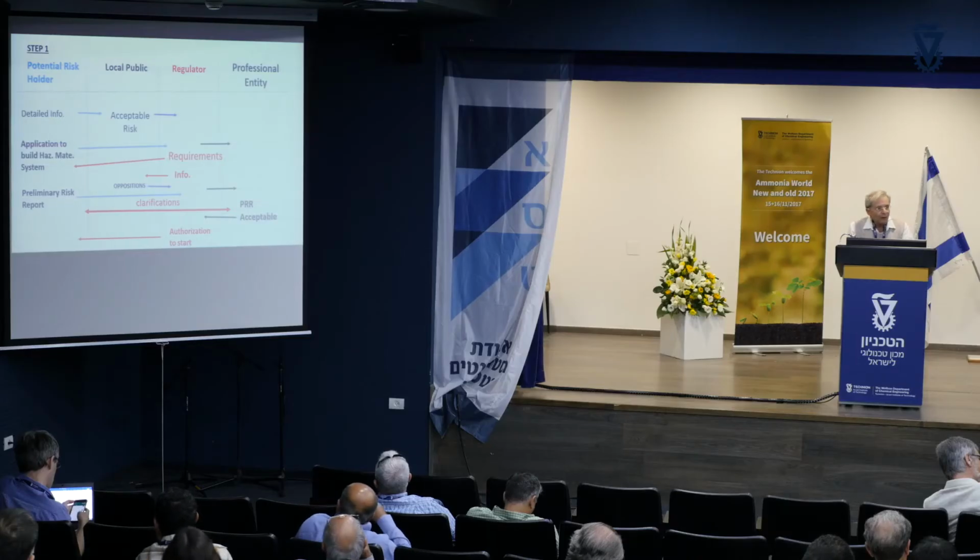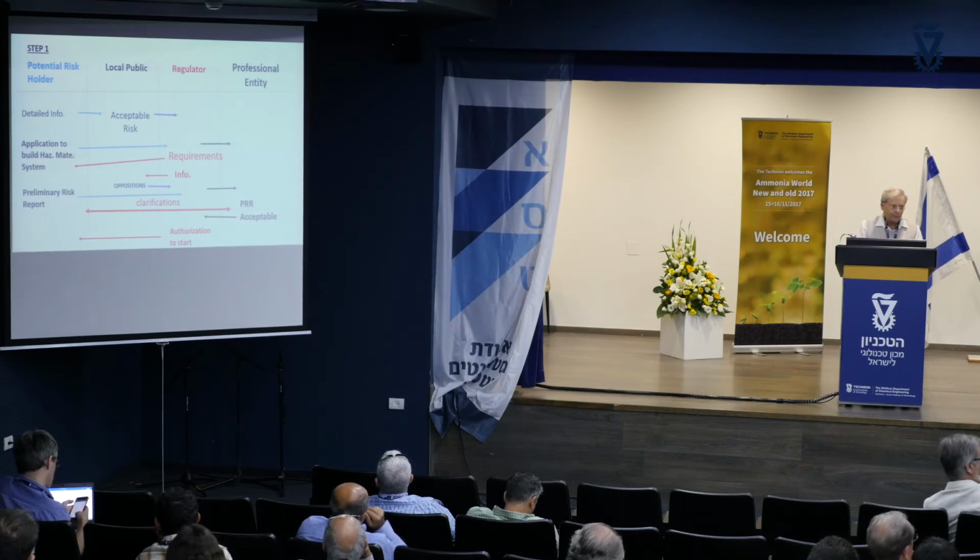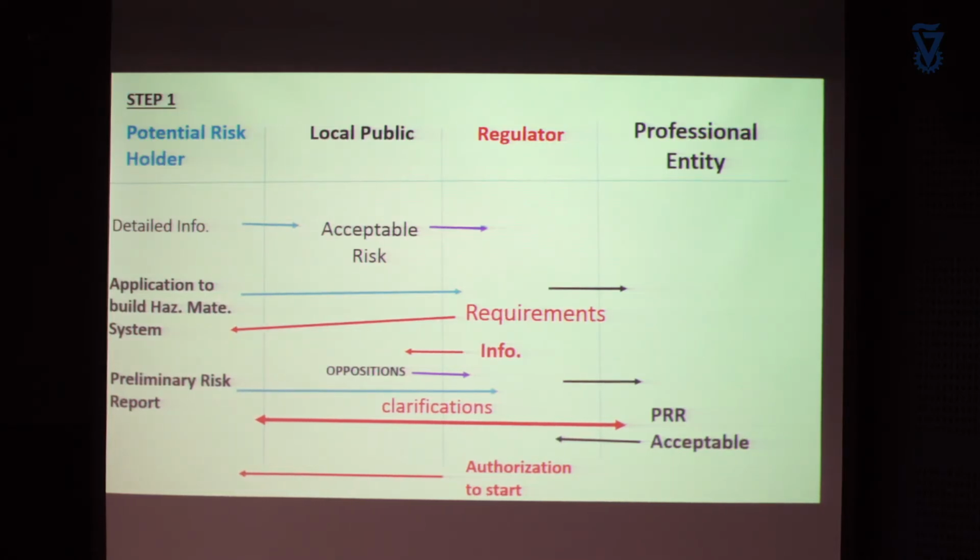Now, what is the procedure? What should be done? We should start here with step one. The potential risk holder, which is here on the upper left side, first of all has to publish detailed information. The local public accepts it, and there are procedures well established in the world, and everything is clear how to do it, and you get from them the acceptable risk. The acceptable risk is communicated to the regulator as well as to the potential risk holder.